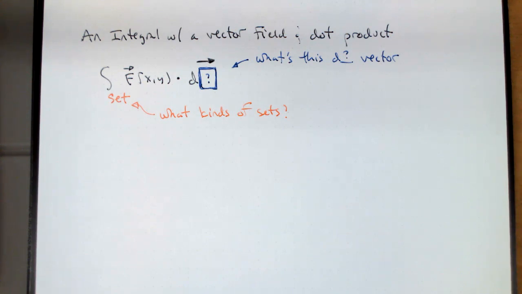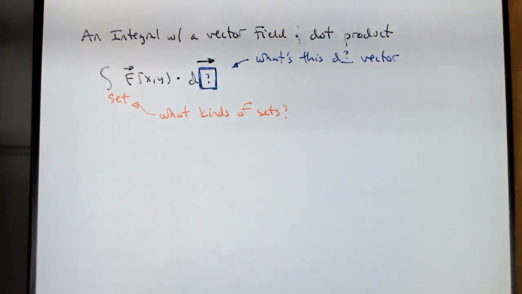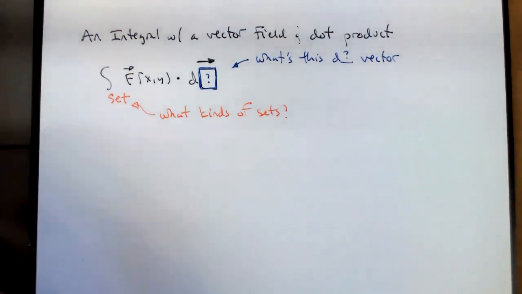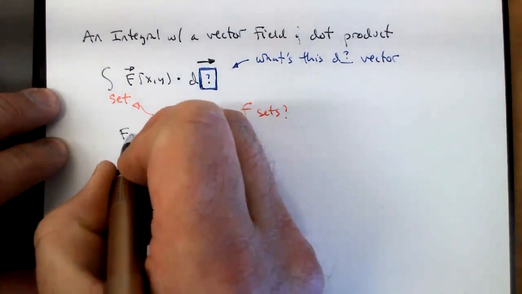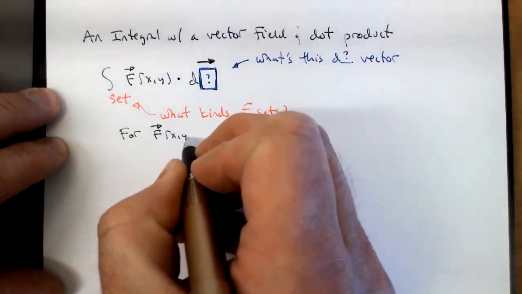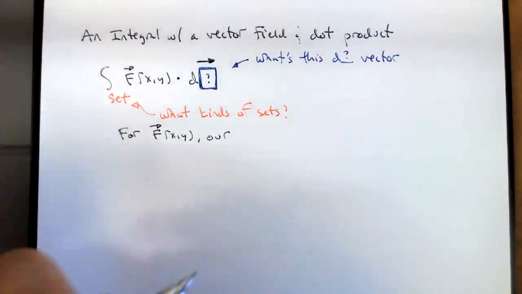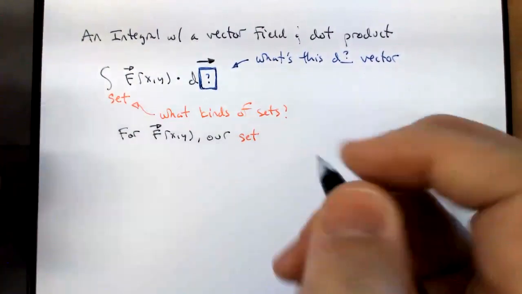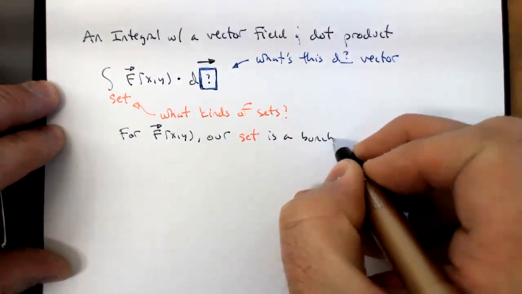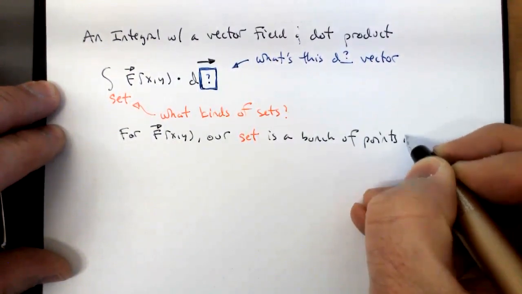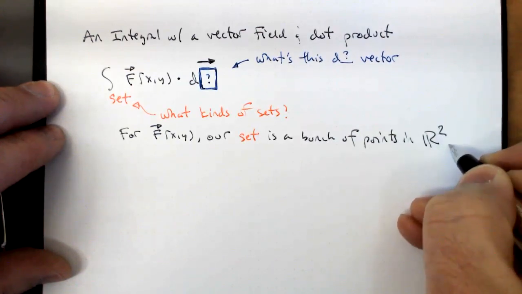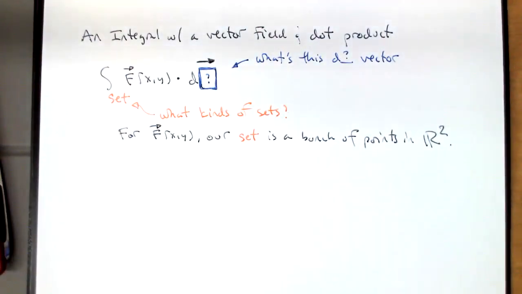So what kind of points are we going to have in the set? Well, if my vector field is a function of x and y, then for f of x, y, our points in the set are going to be some collection of points in R2. Our set is just a bunch of points in R2.